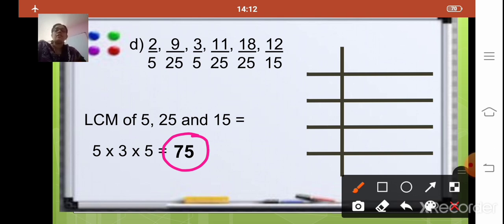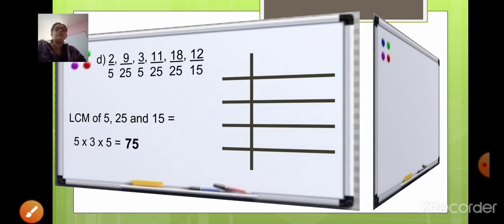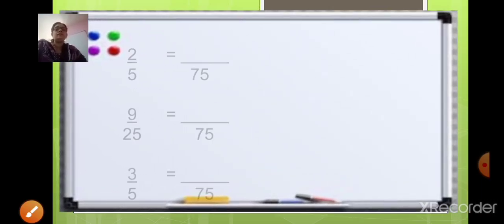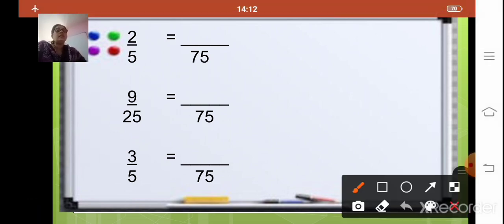So let us start with the first fraction. 2 upon 5, 9 upon 25, and 3 upon 5. Now again here 5 multiplied by which number will give you 75? That is 15. Same way 2 also you'll multiply it by 15. So what will be your answer? Your answer will be 30 upon 75.